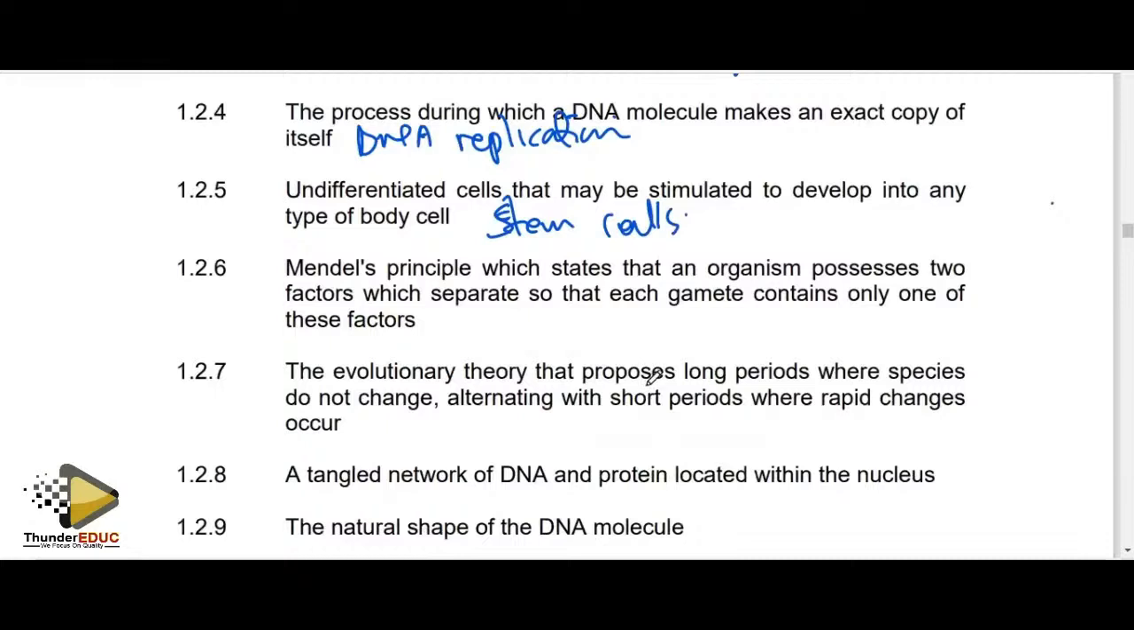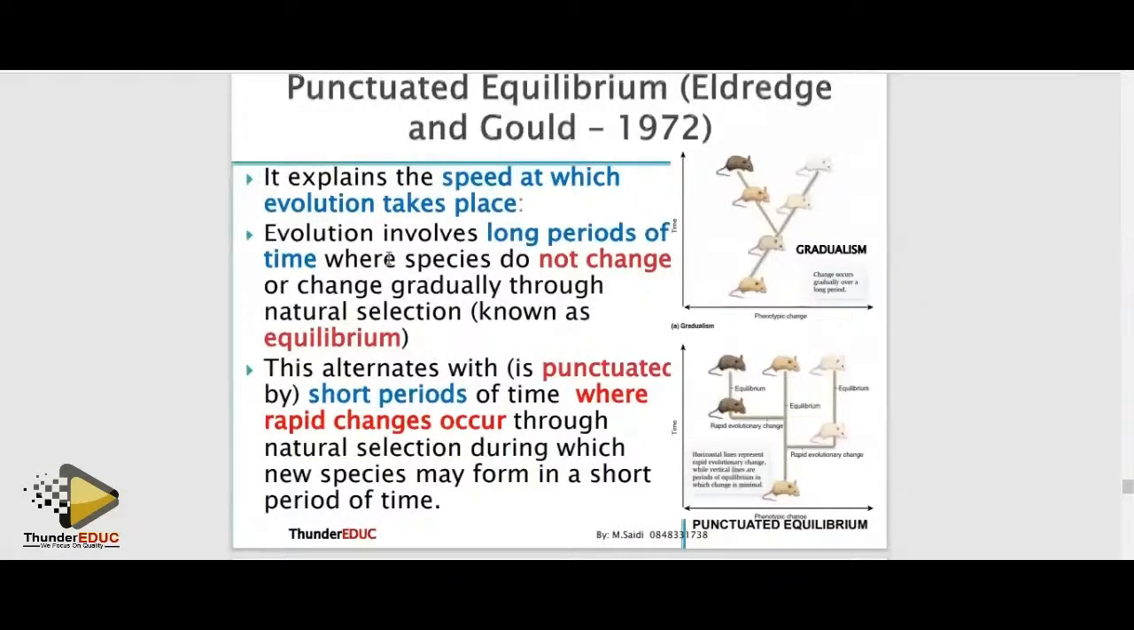Then another question. They're saying that the evolutionary theory that proposes long periods where species do not change, alternating with short periods where rapid change occurs. This is punctuated equilibrium. Where do we find this? Yeah, the answer is here. It's saying that punctuated equilibrium involves long periods of time where the species do not change, and it alternates with short periods of time where there is rapid change.